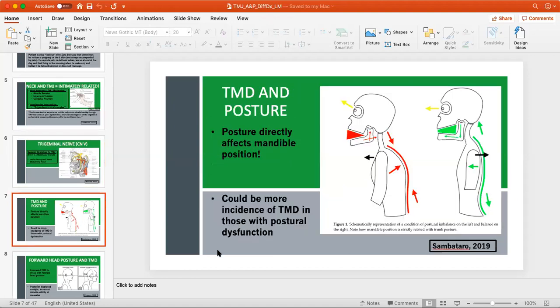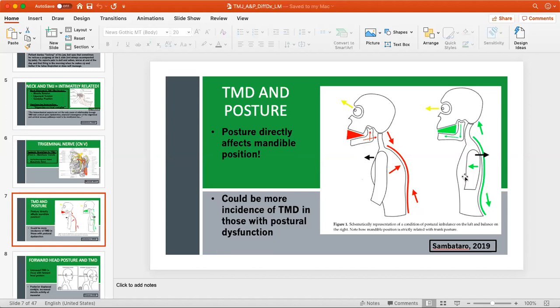And the next few slides are based on how neck and head position contribute to, if there's postural dysfunction, how those contribute to stress on that TMJ or the joint itself. Because it really affects the position of the joint and the position of the mandible.